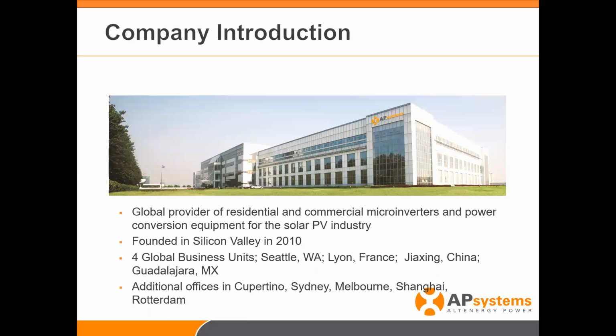A real brief company introduction. AP Systems is a global provider of microinverters and power conversion equipment for the solar industry. We were founded in 2010, and this marks our 10-year anniversary, so that's exciting. We have 4 global business units: our US business unit headquartered out of Seattle, our EMEA business unit headquartered out of Lyon, France, our APAC business unit in Jiaxing, and our Mexico, Central and South America business unit in Guadalajara. We have additional offices in Cupertino, California, Sydney, Melbourne, Shanghai, and Rotterdam.